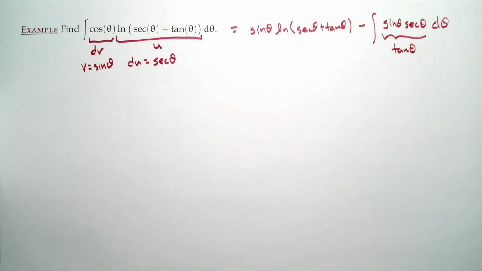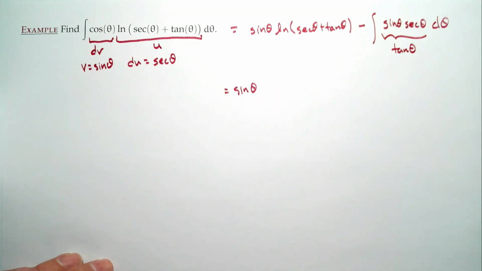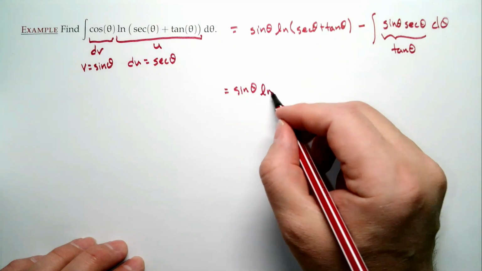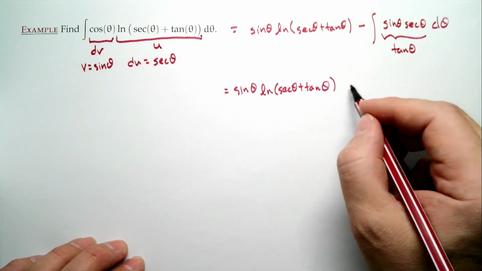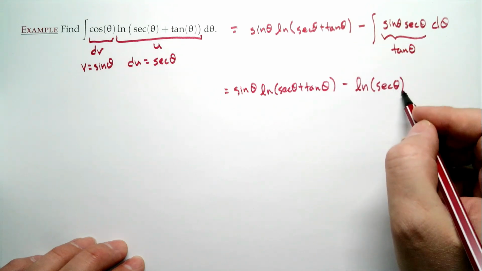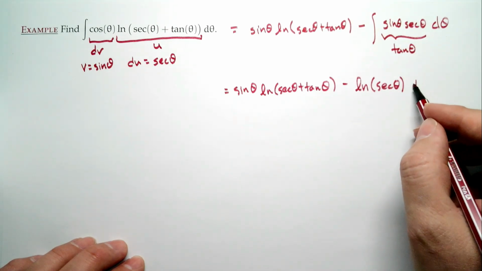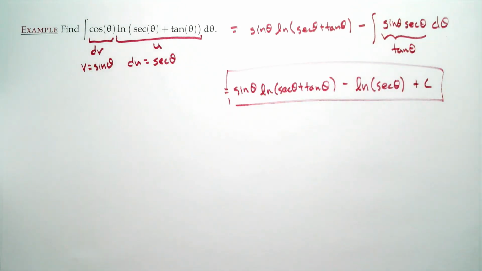Do we know how to integrate tangent? Did somebody say no? You can't say no. That's one of your 10. You've got to know that one. Let's ask this again: do we know how to integrate tangent? Yes, we do. What's the integral of tangent? Natural log of secant. And because we want points, plus c. There we go. So this was integration by parts.